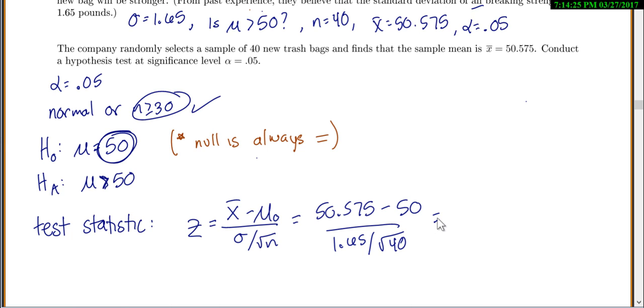Now, the biggest mistake I see people make is they reverse the order up here in the top. They do 50 minus 50.575. So make sure you put x bar first. And also, order of operations: make sure you're careful here with the bottom, put it all in parentheses. So we get 2.20.